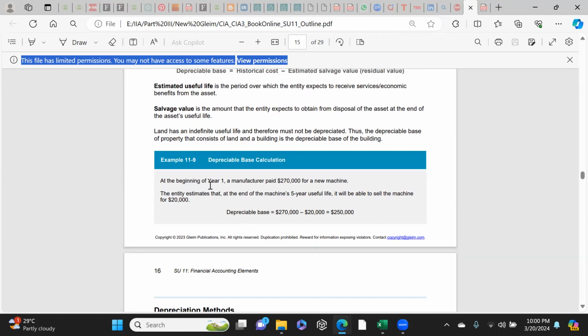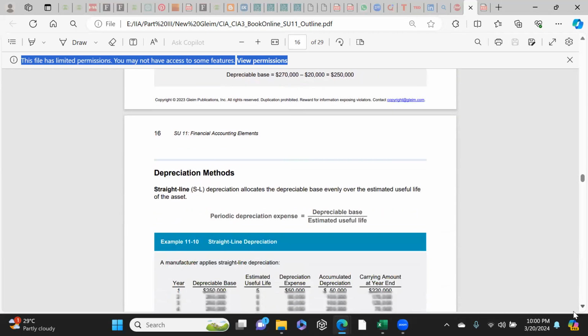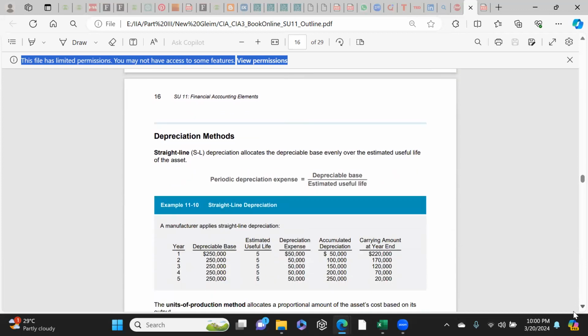Say, at the beginning of the year, the manufacturer paid 270,000 for a new machine. Estimate that at the end of the machine's 5-year period, it can be sold at a value of 20. So the depreciable base will be 270 minus 20. 250 is the depreciable base. Simple thing.